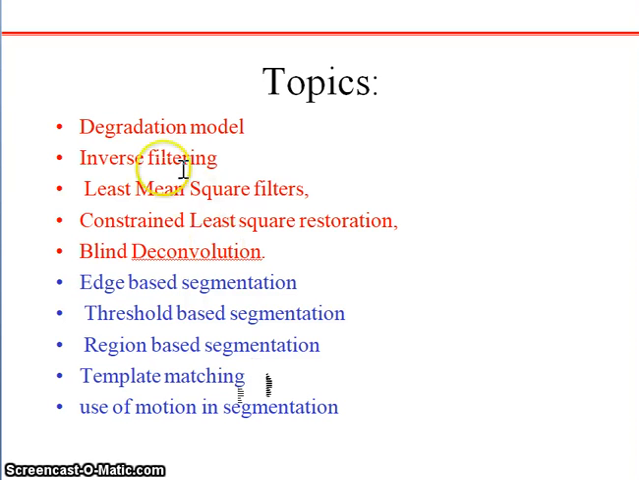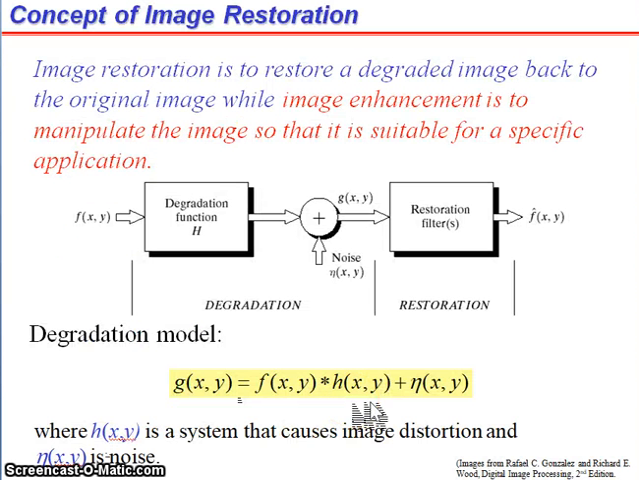Under restoration we have the degradation model, inverse filtering, least mean square filters, constrained least square restoration, and blind deconvolution topics. Under segmentation we have edge based segmentation, threshold based segmentation, region based segmentation, template matching, and use of motion in segmentation. So now the first one, image restoration.